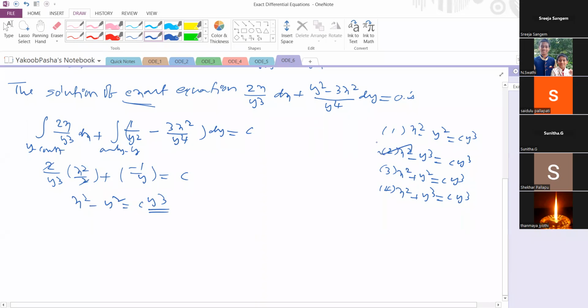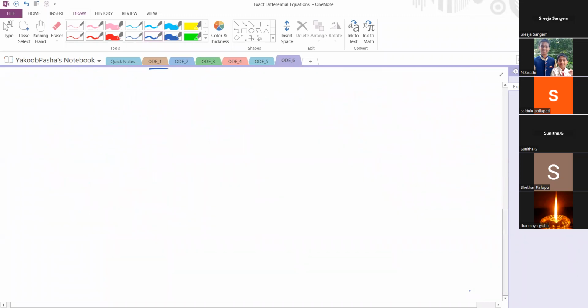Now I'm taking the next problem. The solution of (e to the power of y plus 1) into cos x dx plus e to the power of y sin x dy is equal to 0 is a polytechnic question.